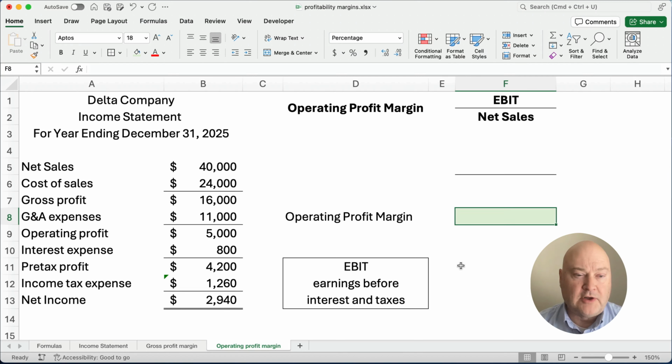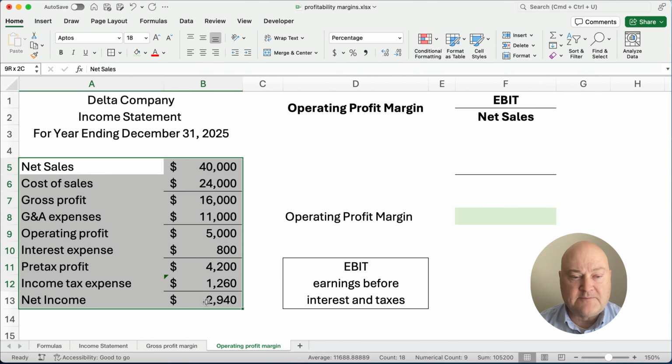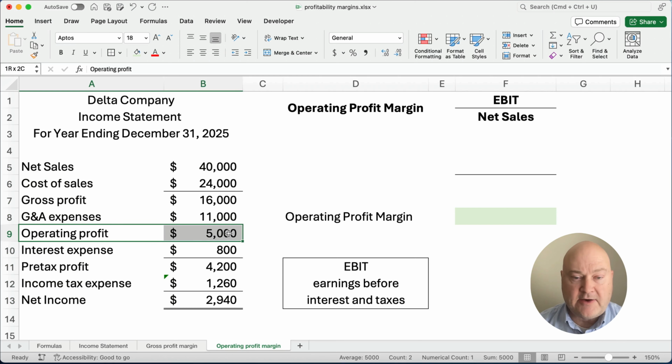Now, if we look at an income statement, we have operating profit, or sometimes we have EBIT, which stands for earnings before interest and taxes. Now, in this little income statement, we need operating profit or EBIT. And here it is right here. But sometimes you're given numbers, you're not given the income statement.